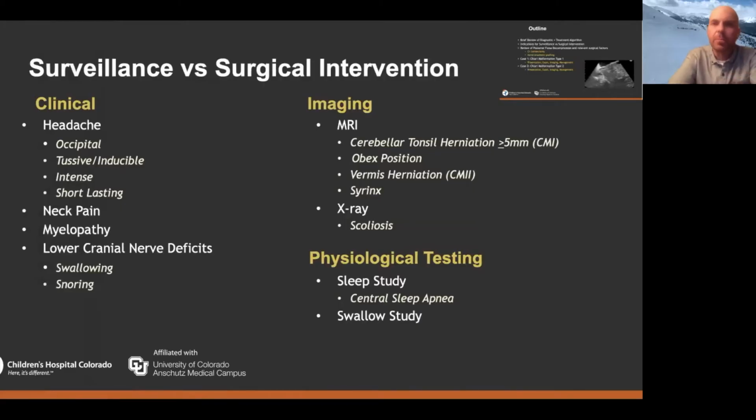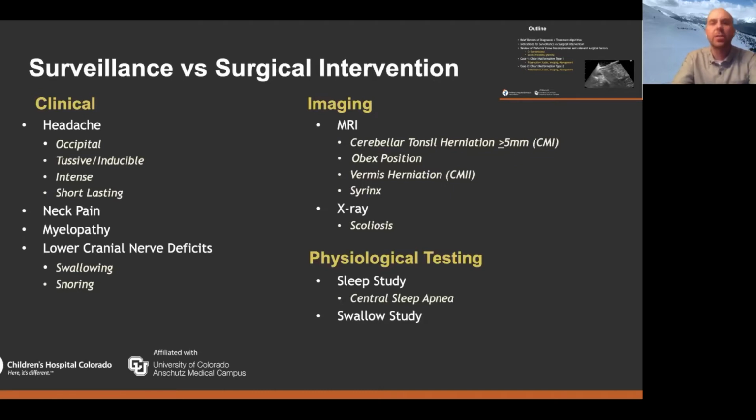So now, getting back a little bit more to the outline that we had laid out before, the first question was really, how do you make decisions about surveilling a patient versus intervening surgically? And like you'll find with pretty much any medical condition that a physician takes care of, what you're really doing is putting together a puzzle to figure out what the most accurate diagnosis is and what the most appropriate treatment is. So there's clinical pieces, there are imaging pieces, and there are potentially physiologic testing pieces that you can put together to come to a conclusion around these things.